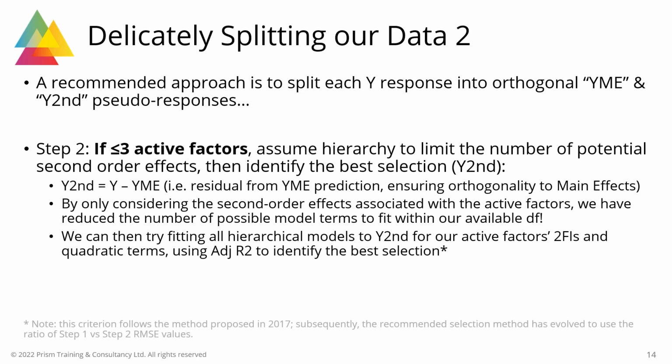And once we've identified what that hierarchical set of second order terms is, we can then try and figure out which potential subset of those second order terms gives us the best model fit. The method that I'm going to be showing you in our tool uses the adjusted R squared metric. We try every possible selection of the hierarchical second order terms, and we pick out the set that gives us the highest possible adjusted R squared value.